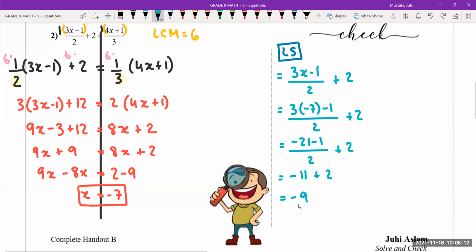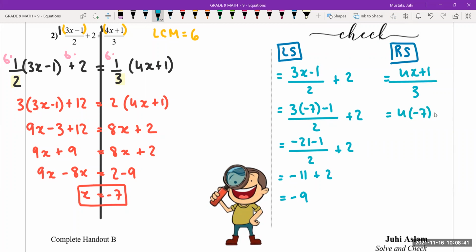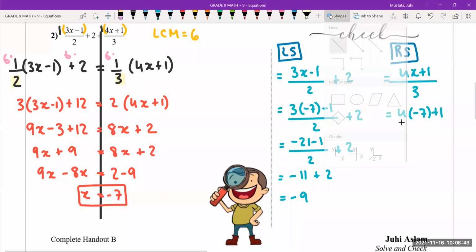So let's keep going. Everything is frozen. See if it works now. There we go. So it's going to be right side. I always hope that one of the sides is nicer, and this one seems a little bit nicer. 4x plus 1 over 3. So it's going to be 4 times -7 plus 1 over 3.